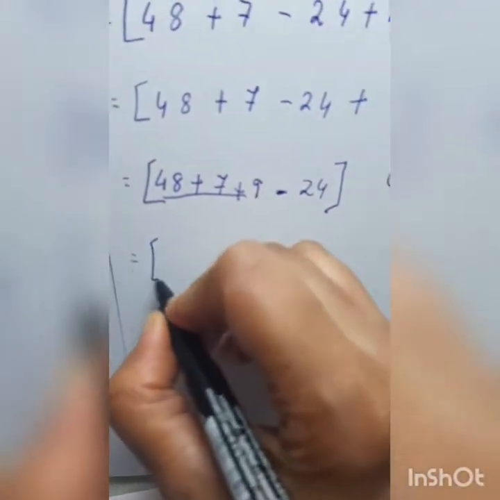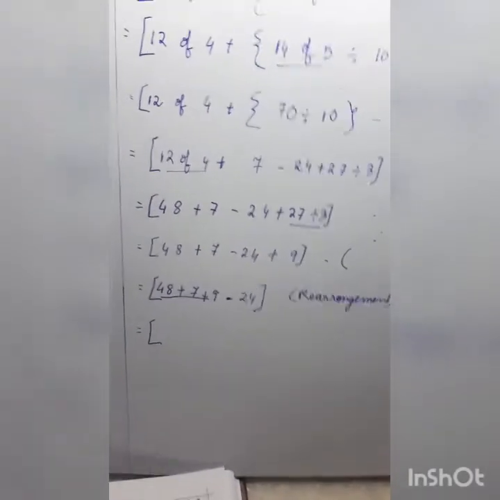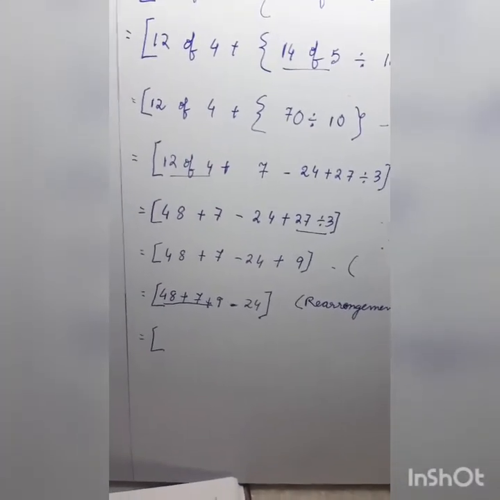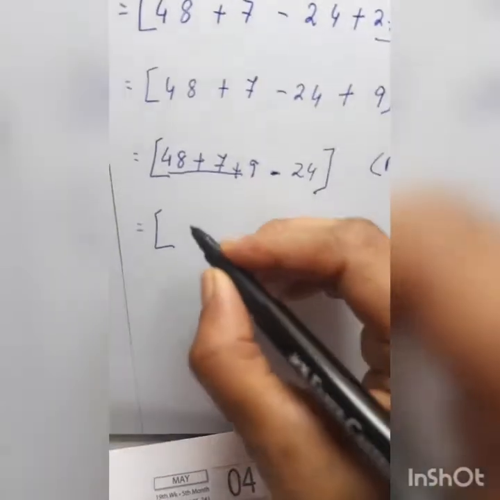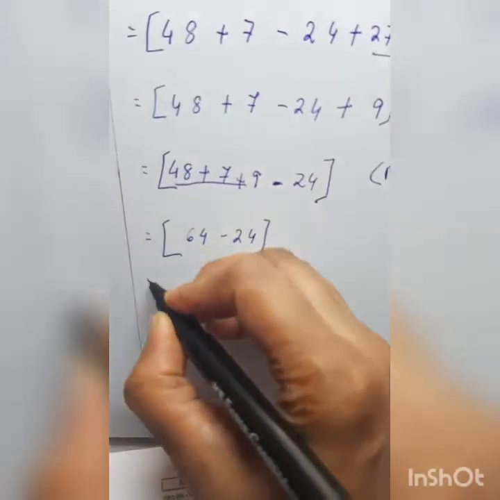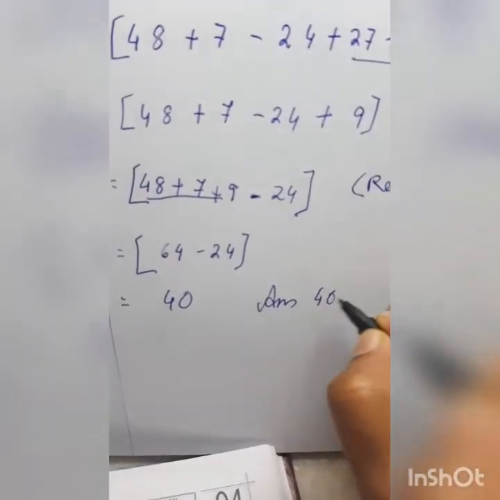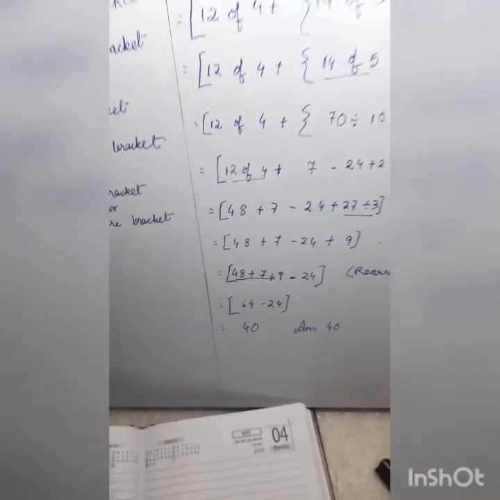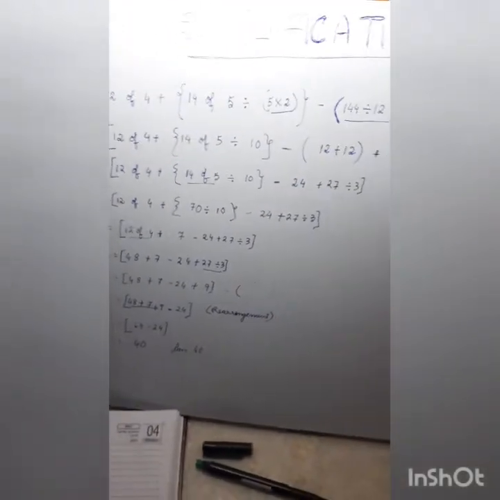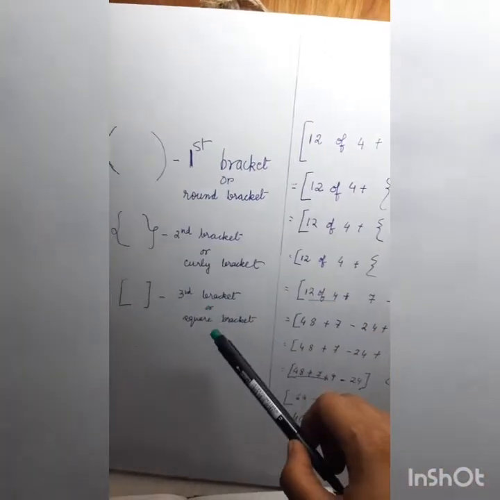Now I will add. So 48 plus 7 plus 9 is how much? It is 64 minus 24. 40. So answer is 40. Okay? So see the sum once. So you have to follow this rule. First bracket, second bracket and third bracket.